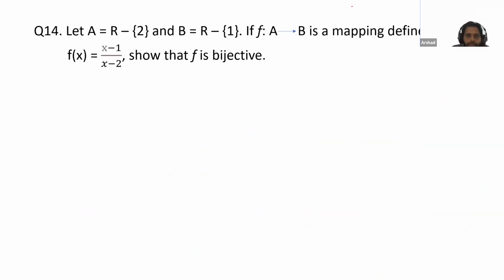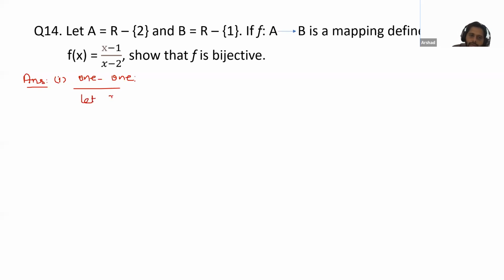Now, next one, this. Let A be equal to this and B be this. If f is a function from A to B, a mapping, defined by this, show that f is bijective. Again, same one-one. Please check the steps.